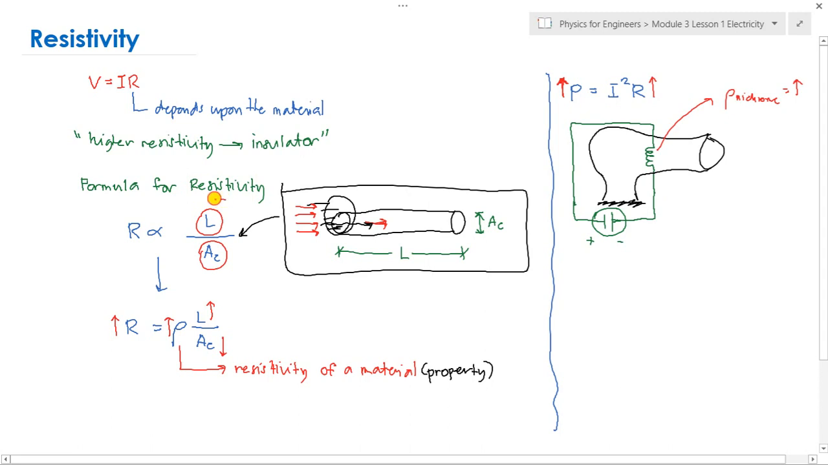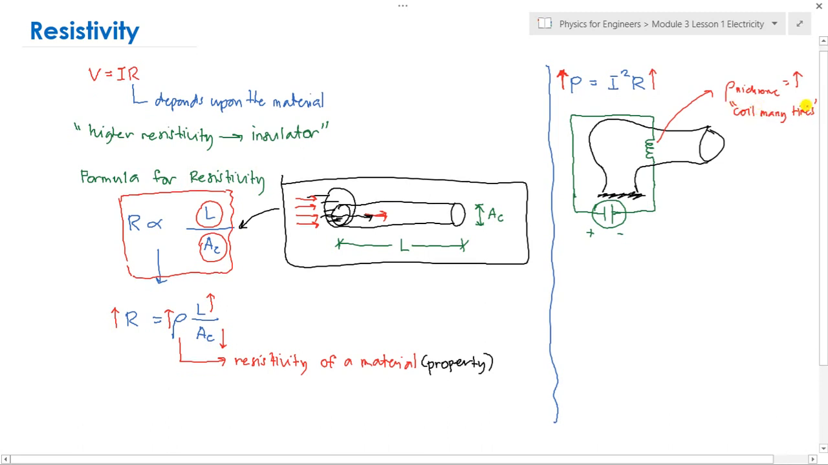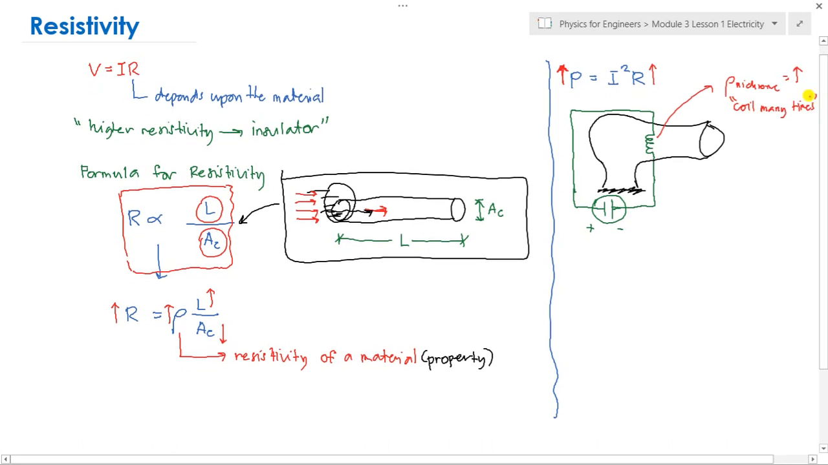Relate it here. What is the reason why it is coiled many times? Why is it coiled? Relate it to this: resistance is directly proportional to the length over the cross-sectional area. What does that mean? Why do we wind it many times? In order to what? No idea?